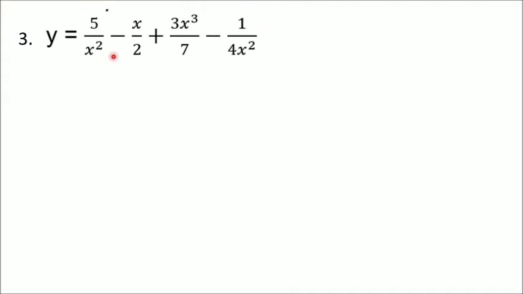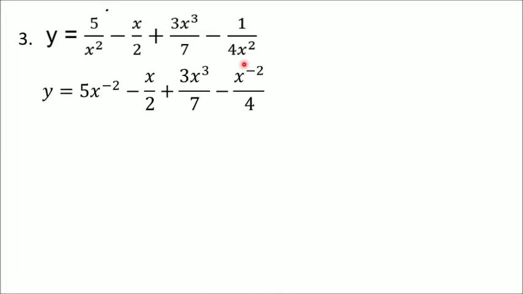Number 3, we have here, medyo pinakomplicate lang konti. Y equals 5 over x squared minus x over 2 plus 3x cubed over 7 minus 1 over 4x squared. So, pag ganito yung mga example niya, lahat ng variable nga in the denominator, mas madali kung ilalagay muna natin siya sa numerator para mas madaling i-apply yung rule. So, itong first term and then the last term na may x sa baba, ilagay muna natin yan sa numerator using the law of exponents. So, magiging negative yung kanilang exponents.